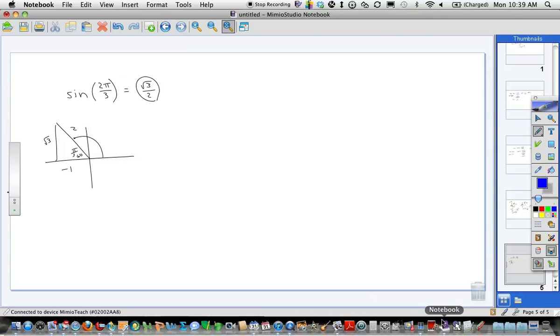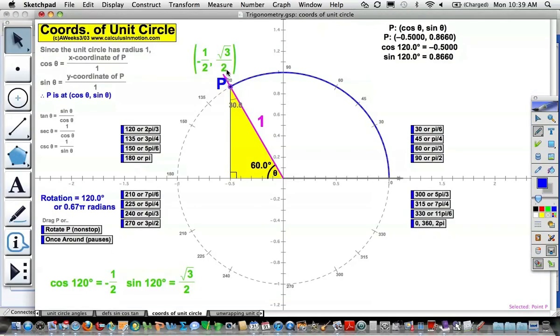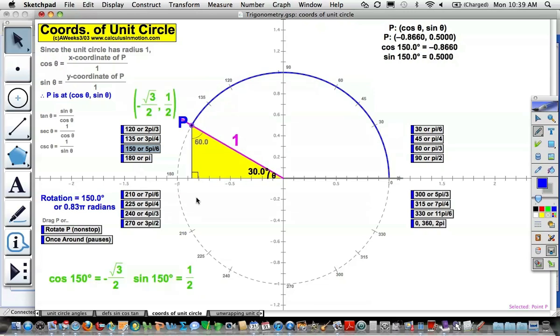All right, back to the picture. So you can see there's sine, the y-coordinate, which is square root of 3 over 2. The cosine, the x-coordinate, is negative 1/2. And we keep going along there.